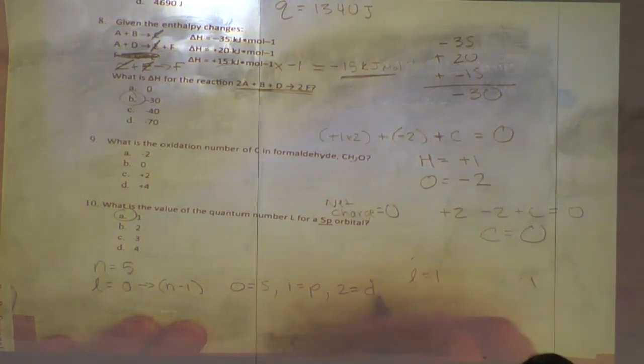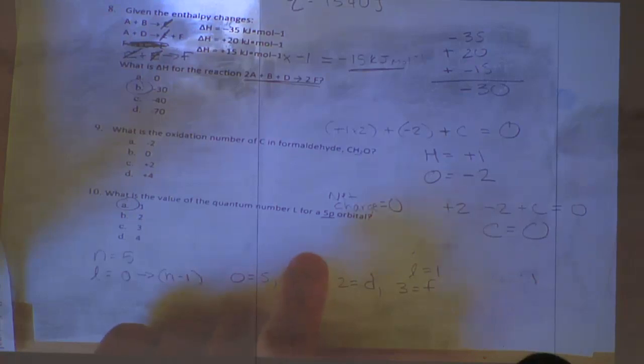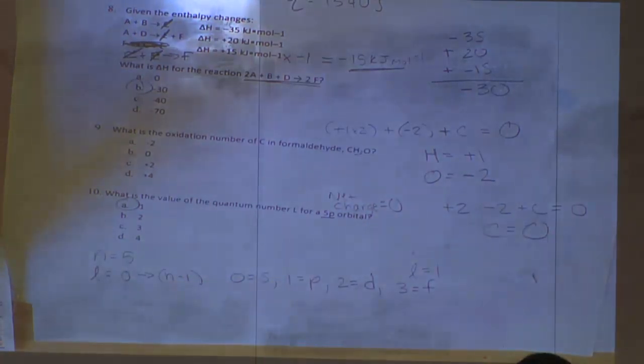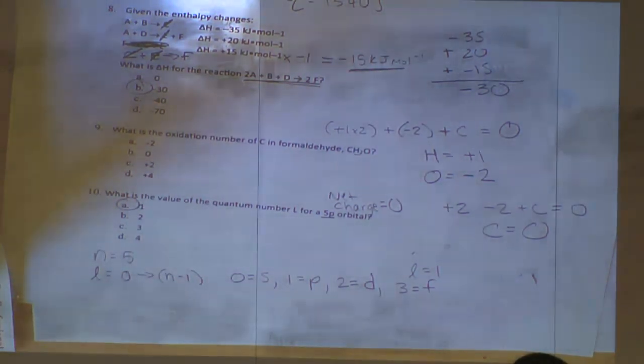D, nice. And when L equals 3, it's what? S, P, D, F. So if they tell you 5p, you already know n equals 5, and you already know L equals 1, because 1 is the same as p when it comes to the L. So if they tell you S, P, D, F, whatever, you already know L.